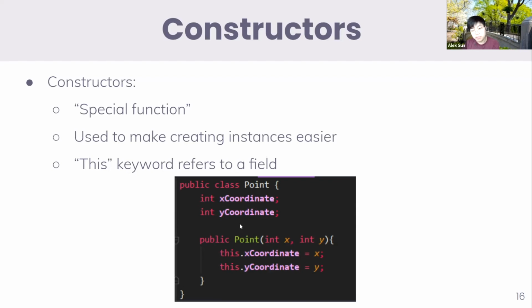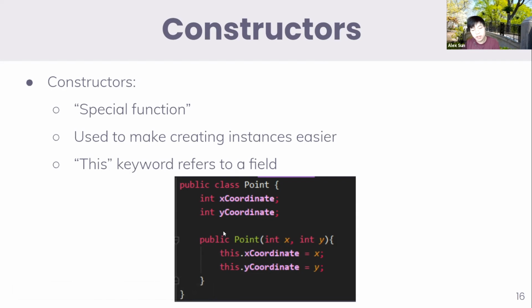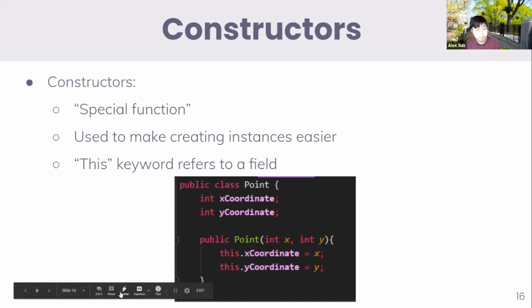You actually don't have to use this in this specific case because the names are unambiguous, since they're different names. But sometimes people like to write their code such that it's int xCoordinate, int yCoordinate in the input, and if they name the input xCoordinate the same thing as the field, you would use this to differentiate them. All right.